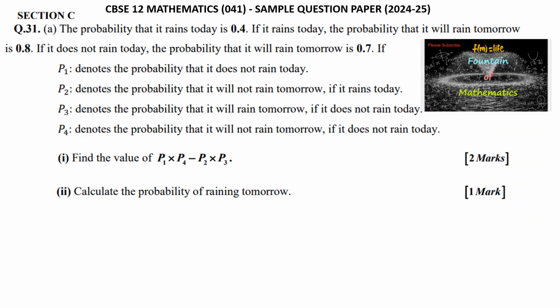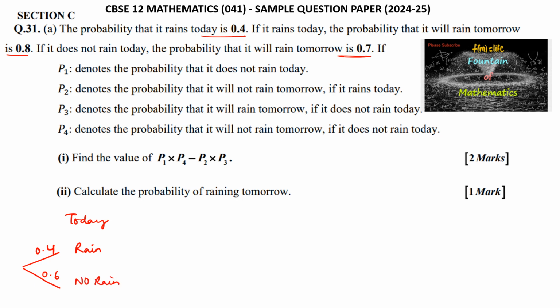Given that the probability that it rains today is 0.4. If it rains today, the probability that it will rain tomorrow is 0.8. If it does not rain today, then the probability that it will rain tomorrow is 0.7. So today, for raining the probability is 0.4, and for not raining it is 0.6, means no rain.